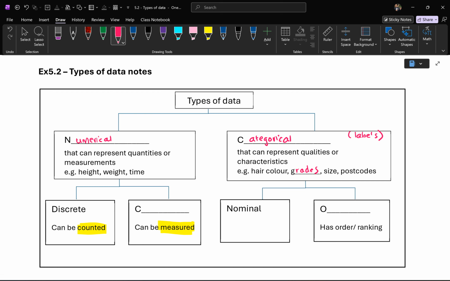Versus numerical, you can talk about height. You can talk about weight. You can talk about time. You can talk about number of siblings. Something that you can count or measure. But we break it up into two different values, and there's a reason why it's broken up into two, which is what you will need to be able to explain if you're doing the exams next year.